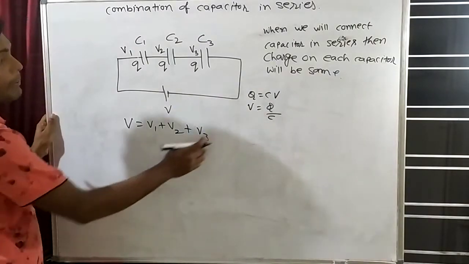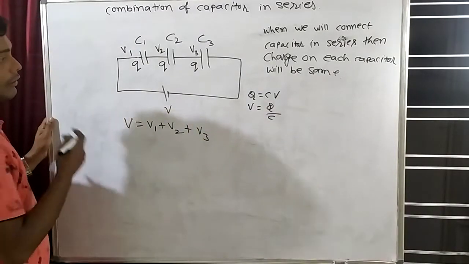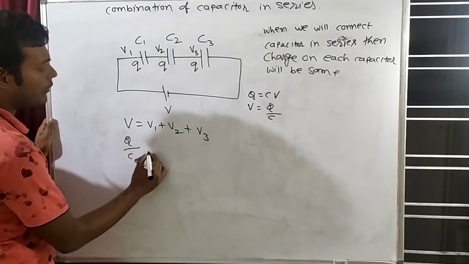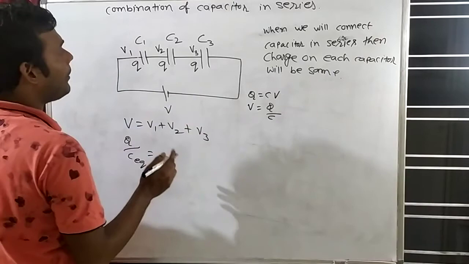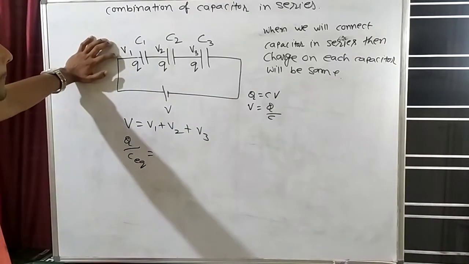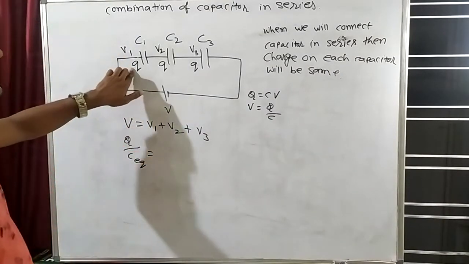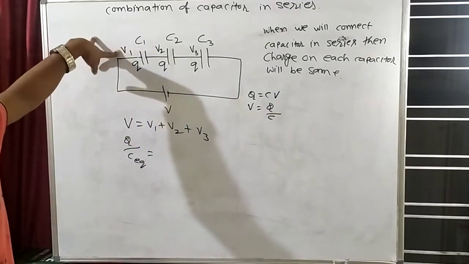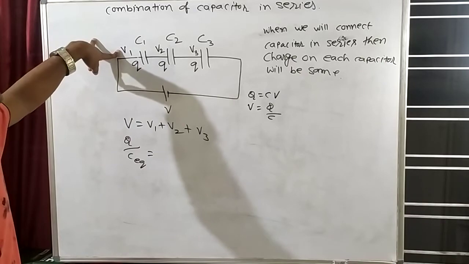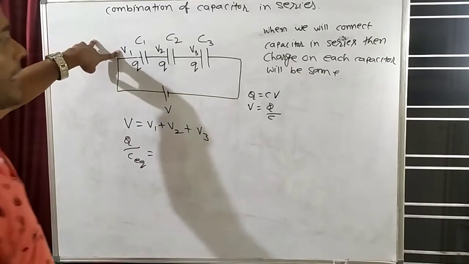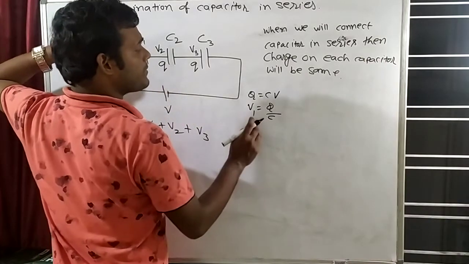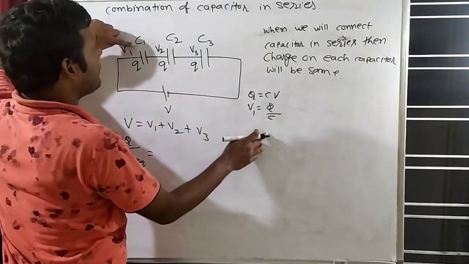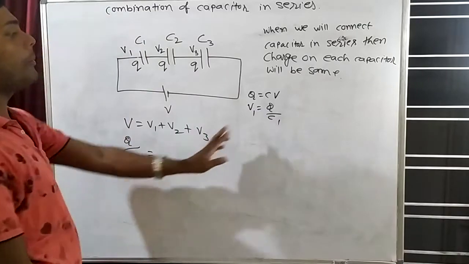In the first lecture I have discussed this thing. V is equal to Q by C. So can we write Q by C equivalent? Because we want to find the equivalent. V1 will be what? V1 will be Q by C1, charge is Q and capacitance is C1. V1 means the potential across the first capacitor, which will be the charge on the first capacitor, that is Q, divided by the capacitance of the first capacitor, C1.